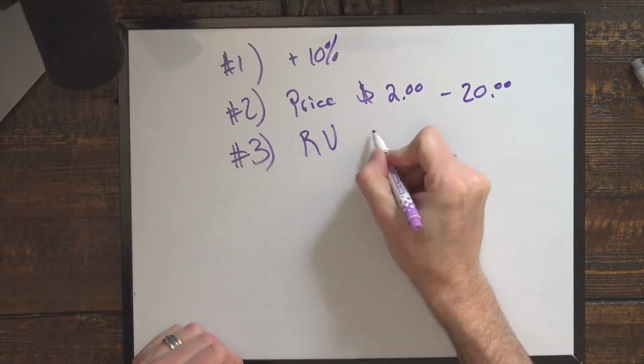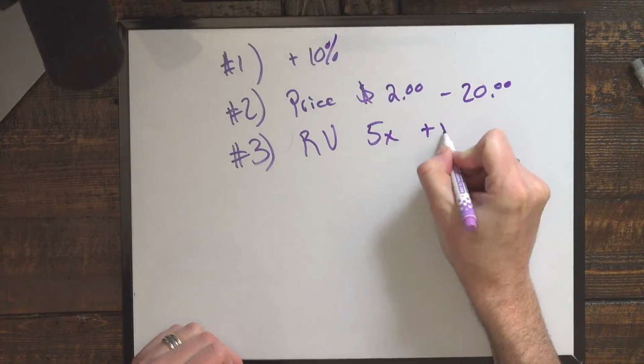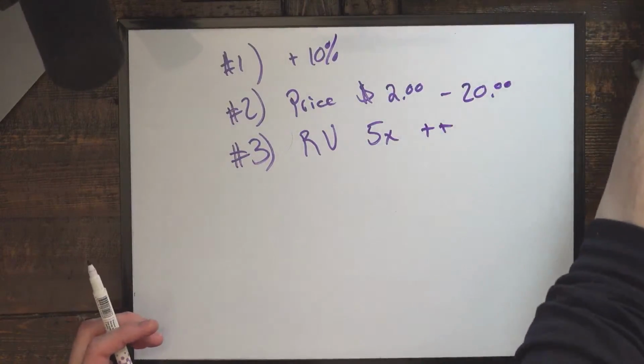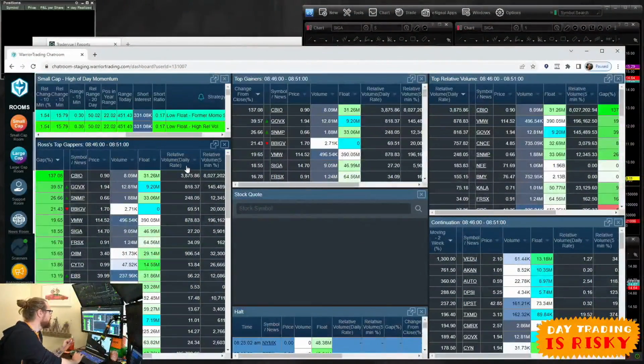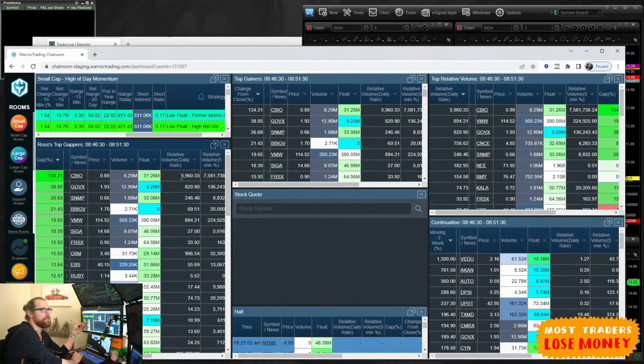relative volume of 5 times or up. All right, now let's look back over here. The relative volume on CBIO right now is 3,875%. So that far exceeds the 5 times minimum. In fact, all of these right now are exceeding the 5 times minimum, which makes sense because if they're gapping up 10%, it's because obviously something is happening. Traders have already gotten interested in it, and that interest is what generates the volume.